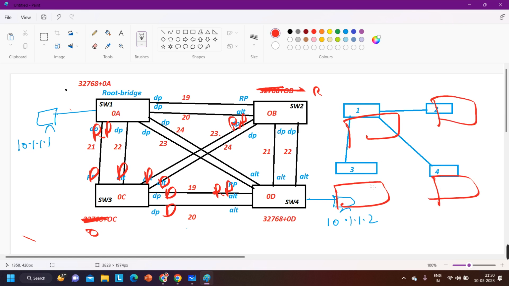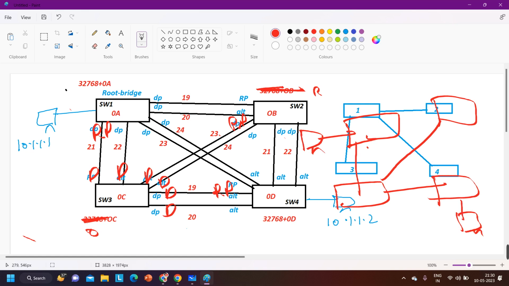Do you think you have achieved the task? There is one link over here, and here is your PC. Yes, okay. You can achieve this task by changing the priority on switch 2 also.